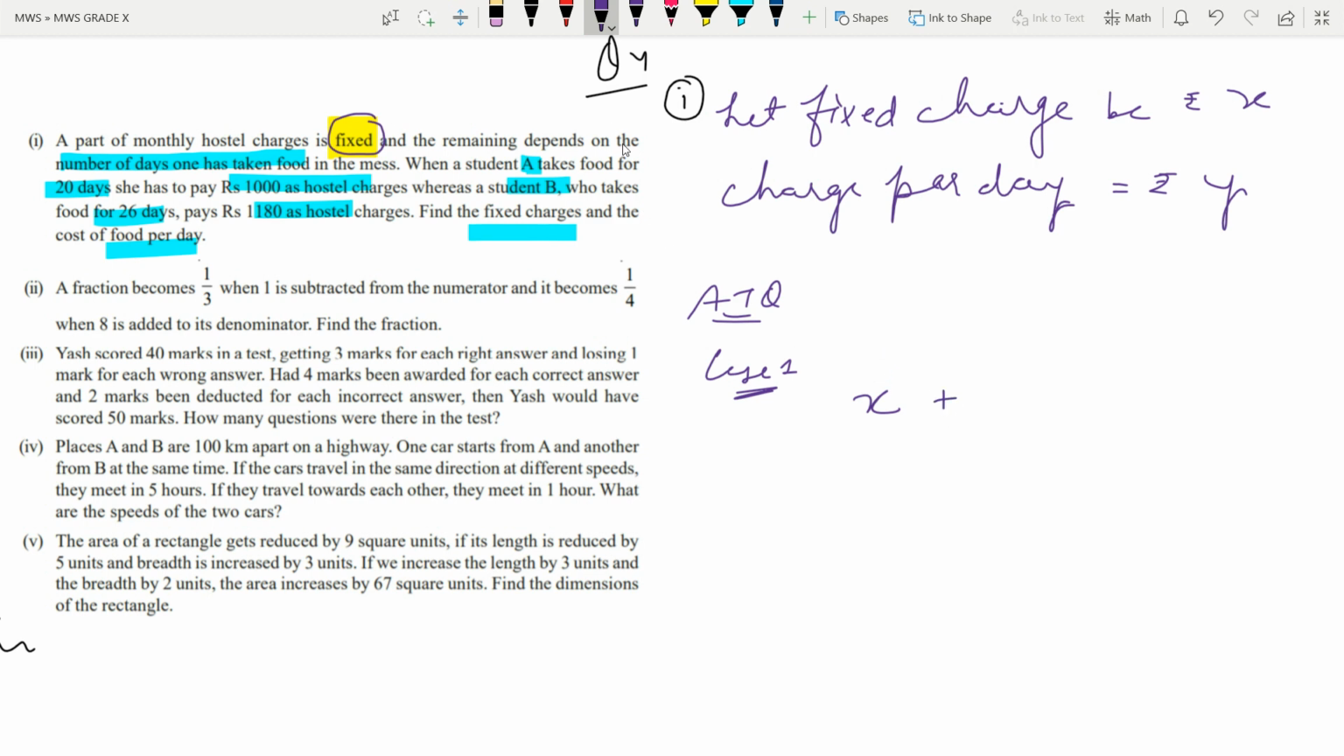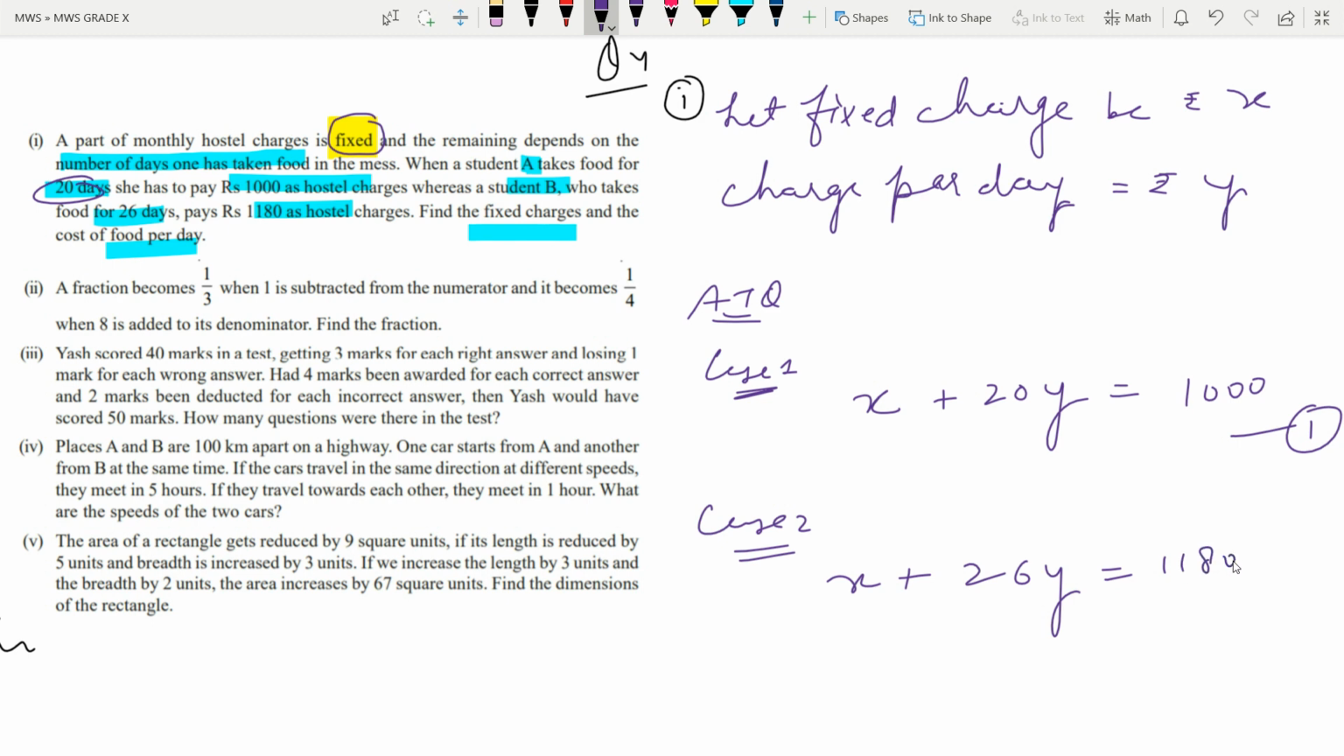Plus additional charge depends on the number of days one has taken food. So he has taken food for 20 days. So 20 multiplied by the charge per day. One day's charge is rupees Y and 20 days' charge will be 20Y. So equals, he has paid 1000 rupees. So this is the first equation. Case 2: again fixed charge, but the second student has taken food for 26 days. So 26 multiplied by charge per day is equal to 1180. This is the second equation.